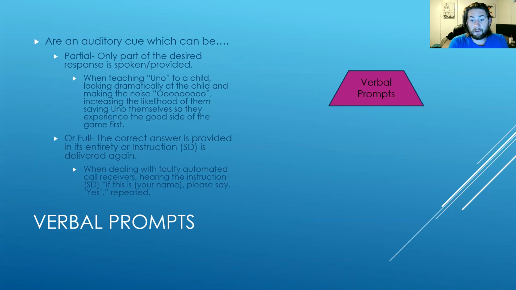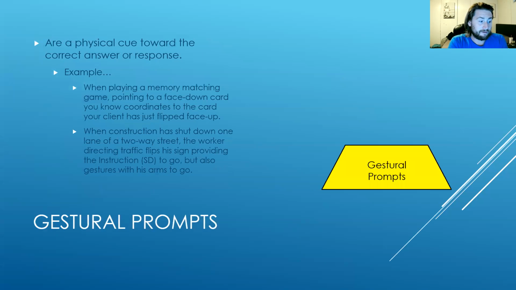Next are going to be verbal prompts. These are provided in the form of an auditory cue. This can include making the starting sound of the correct answer, repeating the direction, or imitating the correct answer altogether. An example of a verbal prompt is when teaching Uno to a child. You look dramatically at the child who has just gone down to one card and make the noise ooh, increasing the likelihood of them saying Uno themselves so they experience the good side of the game first.